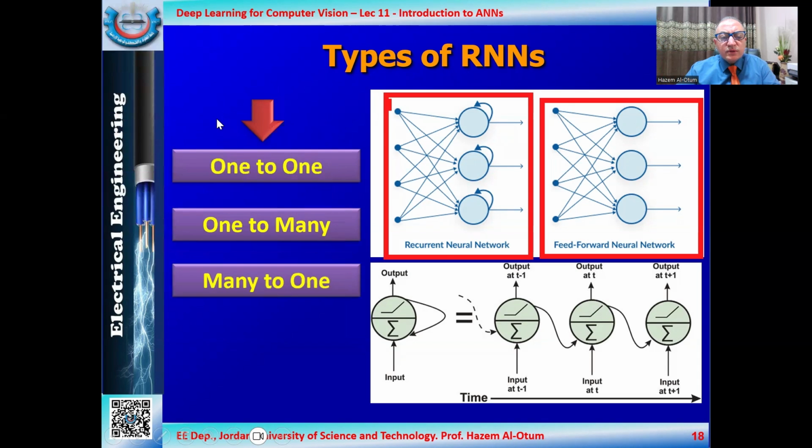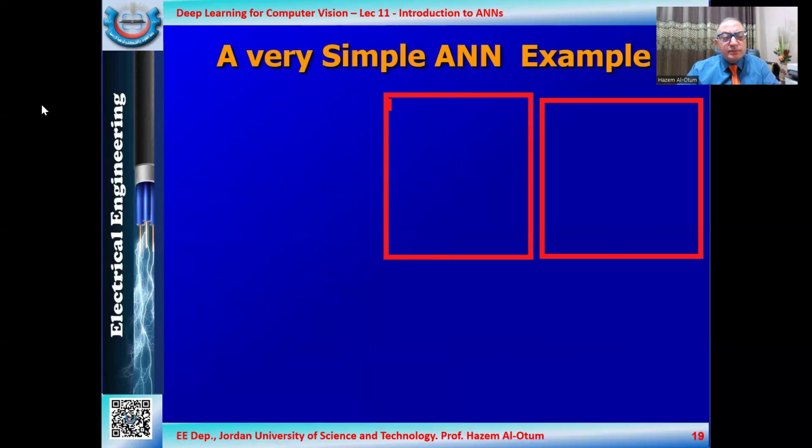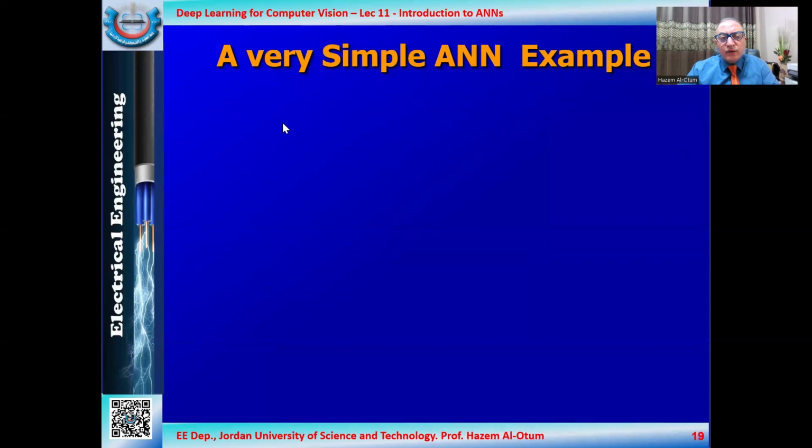There are a lot of types of RNNs. One-to-one means the connection is made one-to-one. You may have one-to-many, many-to-one, or many-to-many, so you may connect all these nodes, or connect them in another way. All these things can be found in RNN topologies and applications. Let's keep things simple and avoid complications now, because we are just starting. Let's see now a very simple example.